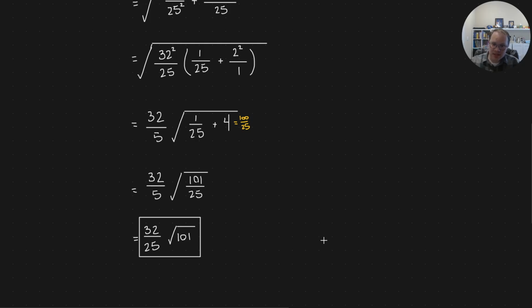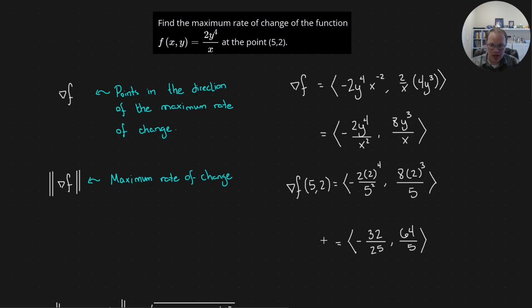Okay, so that is how fast the function changes at this point, where it is increasing the fastest. That is the maximum rate of change. That is how fast it is moving in the direction of the gradient, in this direction. Okay?